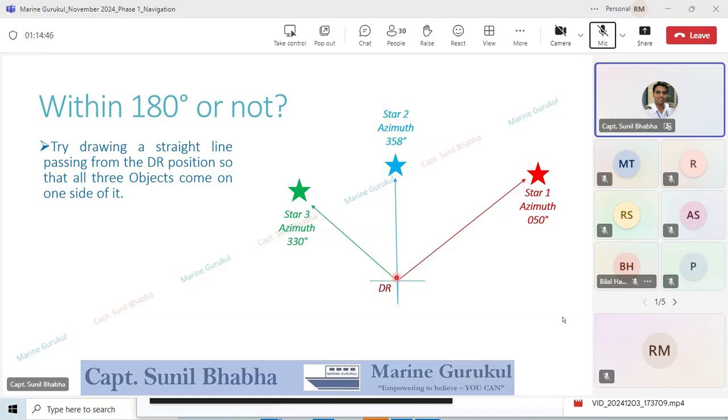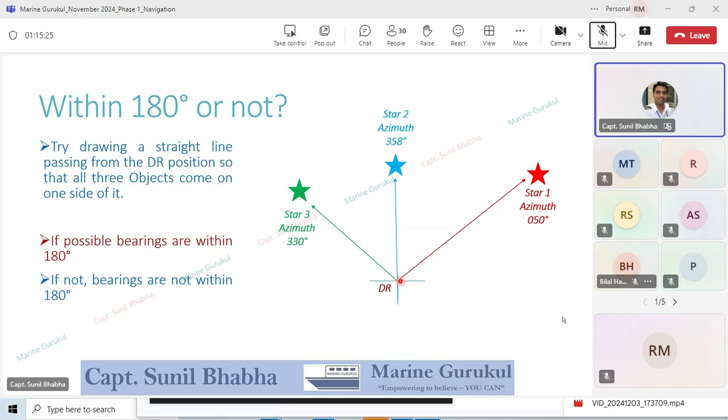I repeat again, we try drawing a straight line which is passing from the DR position in such a way so that all the three objects come on one side of that line. If it is possible to draw that kind of a line, the bearings are said to be within 180 degrees. If it is not possible to draw such a line, the bearings are said to be not within 180 degrees, or you can also convey the bearings are stretching outside 180 degrees.